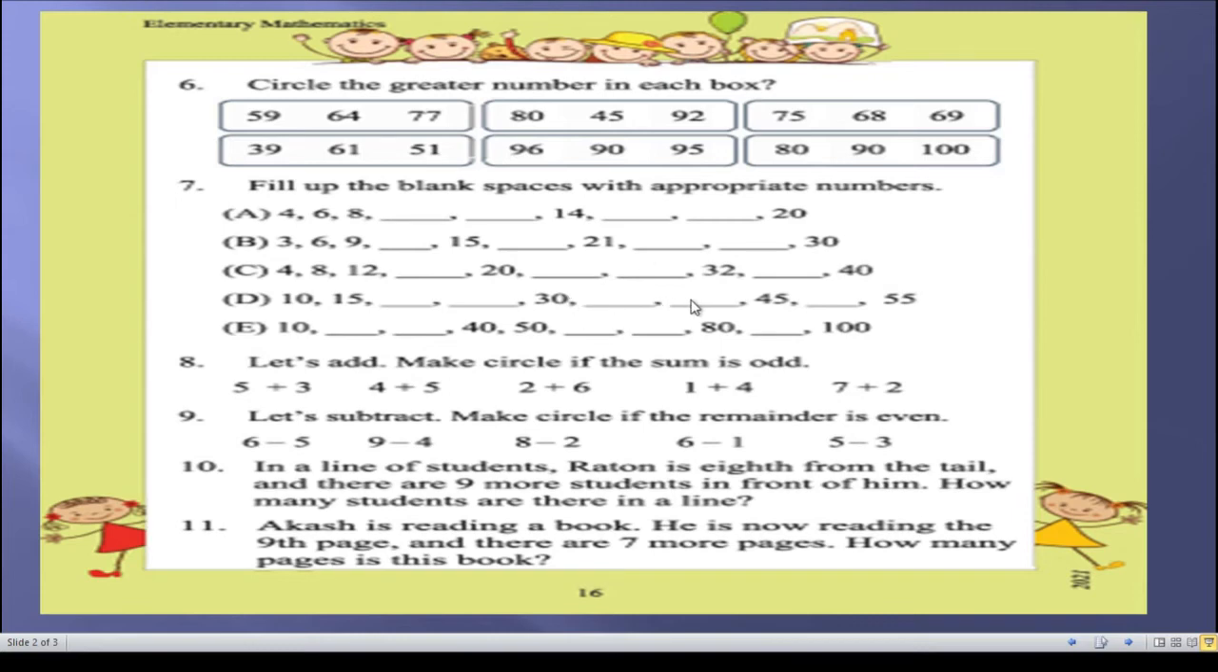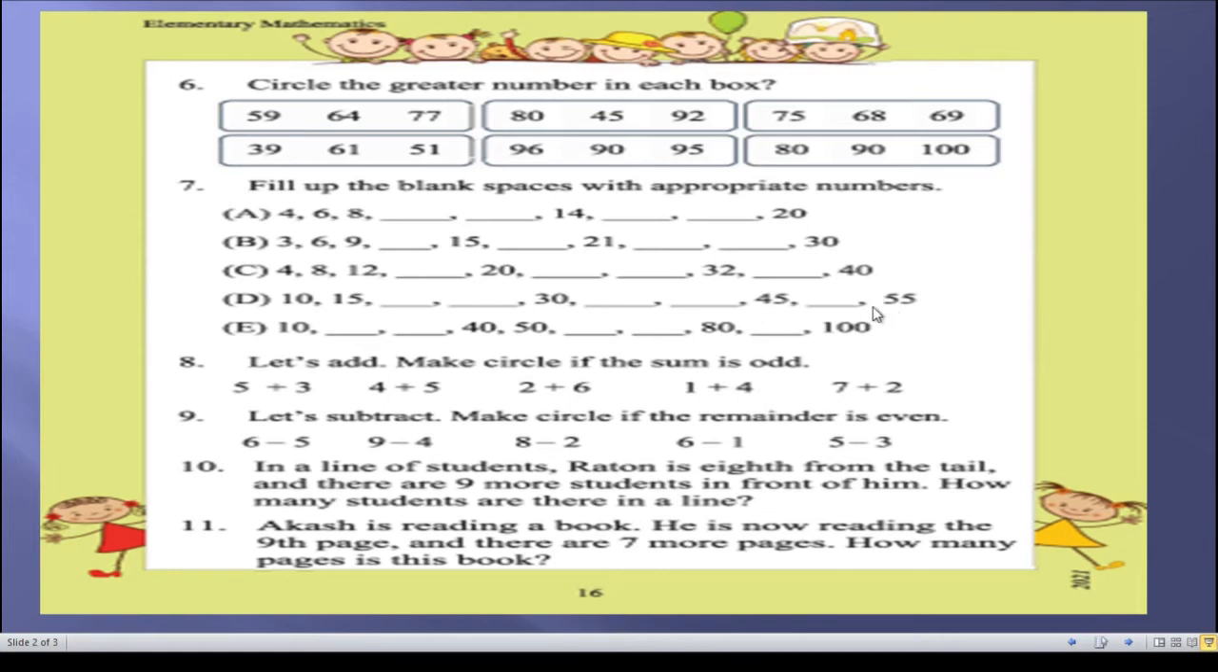Here will be 35 plus 5 is equal to 40, and 40 plus 5 is equal to 45. Then after that, 45 plus 5 is equal to 50. Then you should fill this gap with 50. Then at the final level, we can see that 50 plus 5 is equal to 55. So here we are seeing 55.